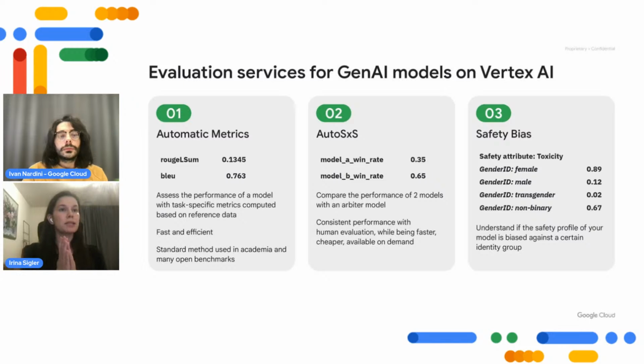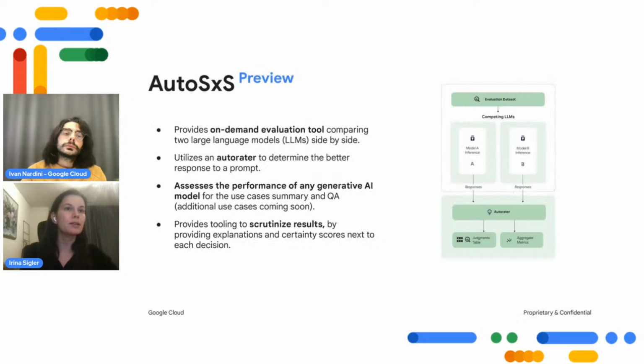Another tool is auto side-by-side, and I'm going to skip that because this is what we're going to dive into today. The third piece is safety bias. Autometrics and auto side-by-side are very focused on evaluating the quality of your output, while safety bias takes a different lens and tries to understand if there is bias in my model responses. It explicitly looks at whether there is bias in my safety filters towards a certain identity group. One example it could detect is that my model is producing more toxic content for females compared to males. All right, but today we want to dive into auto side-by-side.